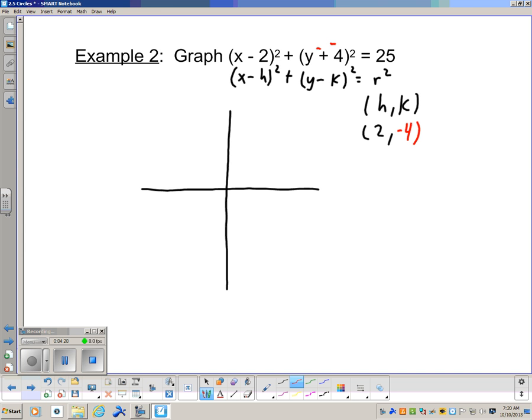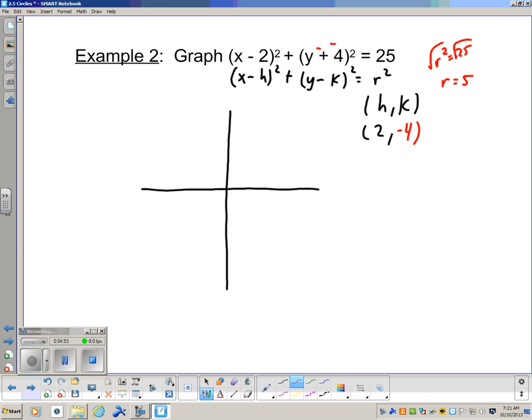It's not 4, because the equation doesn't say y plus k, it says y minus k. So to rewrite that plus as a negative, it has to be a minus, and my k value becomes negative 4. And then r squared was equal to 25, so I just take the square root of 25, which gives me 5. So r equals 5.